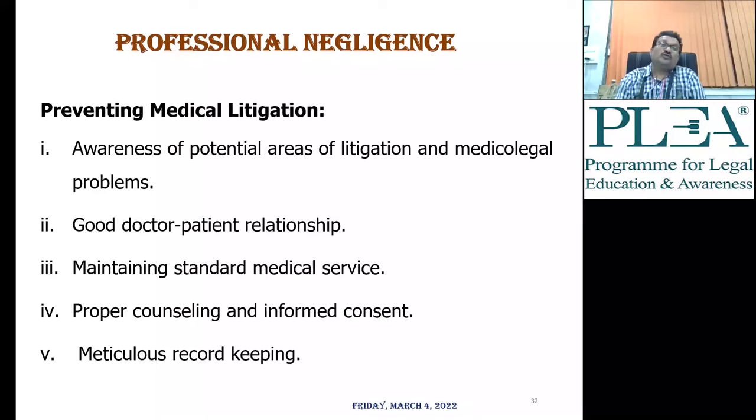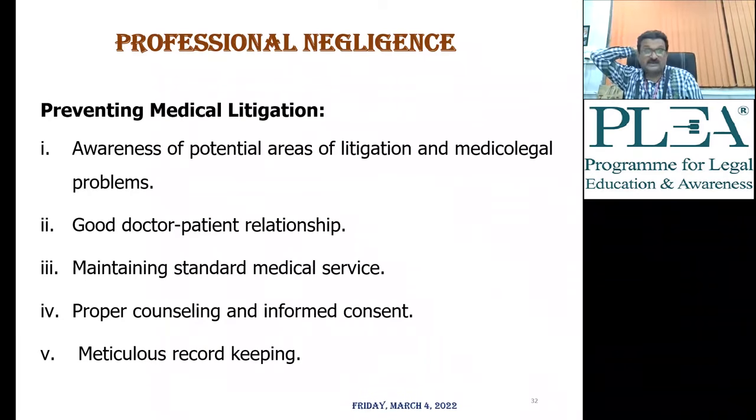Now, what should a doctor do to prevent litigations? First is awareness of potential areas of litigation and medico-legal problems. The doctor himself should be aware first of what the litigations and medico-legal problems are, which are rarely seen in any practicing doctors. Then he should always maintain a good doctor-patient relationship. See, this is the crux to prevent most of the medical litigations. If any practitioner has a good relation with his patient, the patient will develop faith in that doctor and will never move for litigation. Then he should always maintain standard medical service. He should not decrease his medical services below the given standards set by the competent agency. Then he should properly counsel and take informed consent. See, informed consent, and that too written informed consent, is one of the major defenses which is accepted by the Honorable Court if any allegation is made against the doctor. Then he should keep meticulous record keeping.